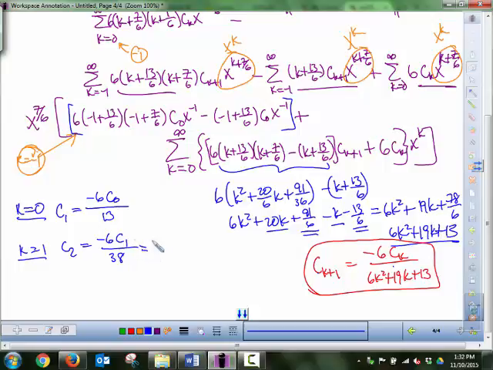And we got negative 6 over 38 times c sub 1. c sub 1 is negative 6 over 13. 38 is even at least. It's half of 38, 19, 3, so it's 18. So c sub 2 is equal to positive 18 over, what's 13 times 19? 247 times c sub 0.